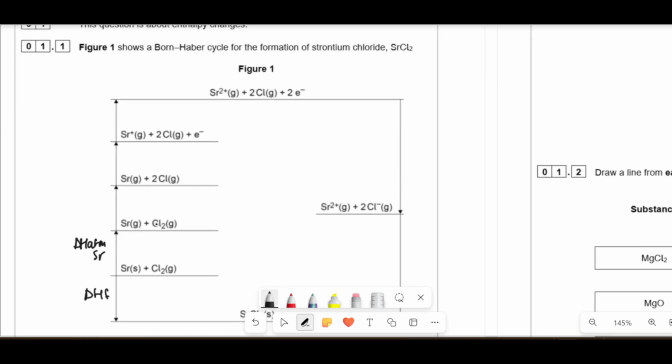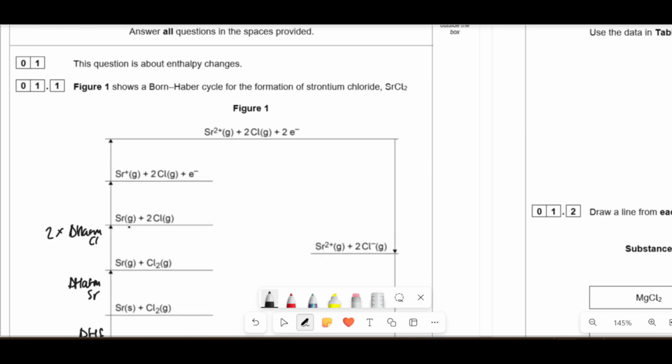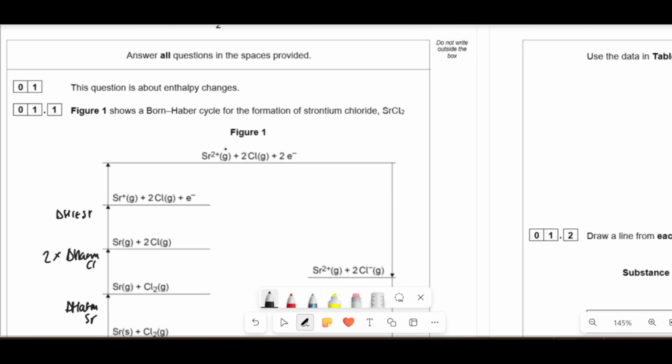And you can see here as well, we've got Cl2 gas becoming 2Cl gas, so that has to be the enthalpy of atomization of chlorine. However, the enthalpy change of atomization is where you produce 1 mole of gaseous atoms from a substance in its standard state. We are making 2 moles of gaseous atoms, so here it's actually double that. Next, we're going from strontium gas to Sr+, so that's the first ionization energy of strontium. And then here we can see it's the second ionization energy.